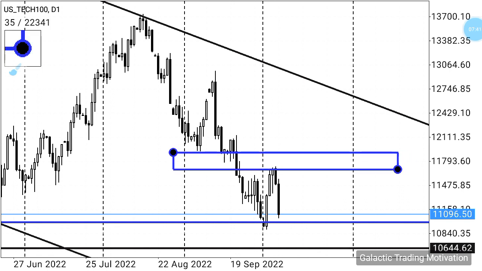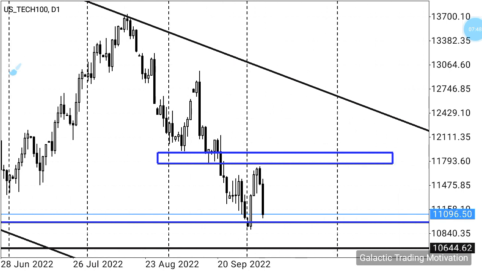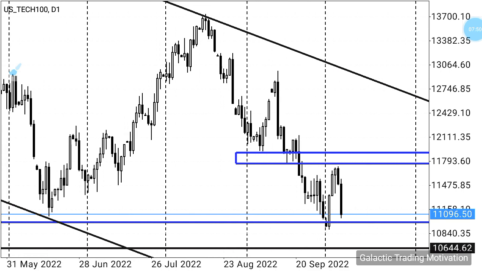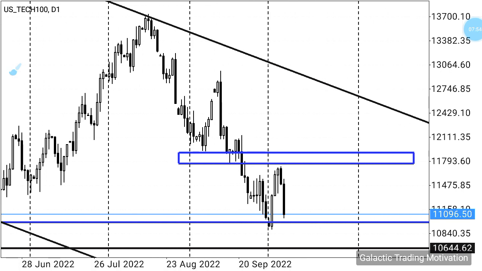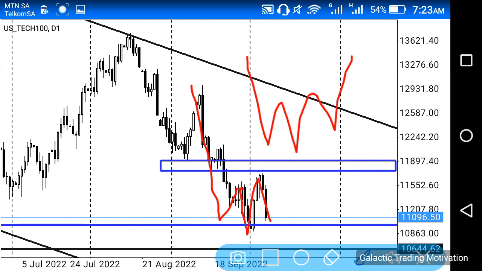So we could say that this entire area right here is the neckline of that M structure, right? So what else do we see, guys? What else do we see in regards to the daily chart? If you look closely, we may potentially see an, what do you call this pattern again? It's a head and shoulders pattern. It's an inverted head and shoulders pattern, right?